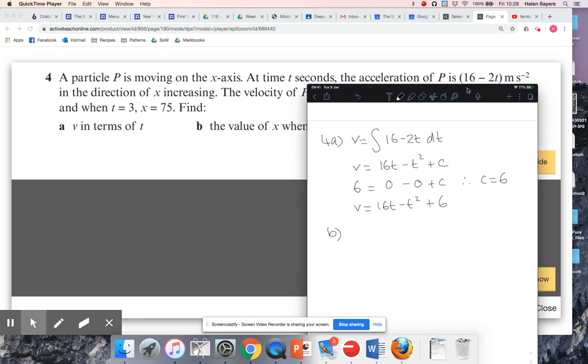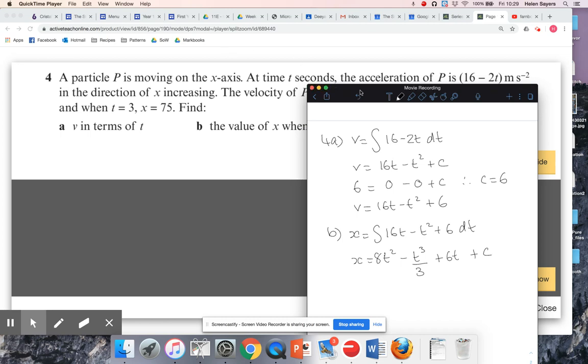Okay, so x, so the distance, and it does tell me that, yeah, so the direction of x increasing. So the distance is going to be the integral of the velocity. So 16t minus t squared plus 6. So if I integrate that, 16t is going to integrate to t squared, and then 16 divided by 2 will give me a coefficient of 8. That's going to integrate to t cubed. I need to divide by 3. 6 will integrate to 6t. And I need a plus c on the end.